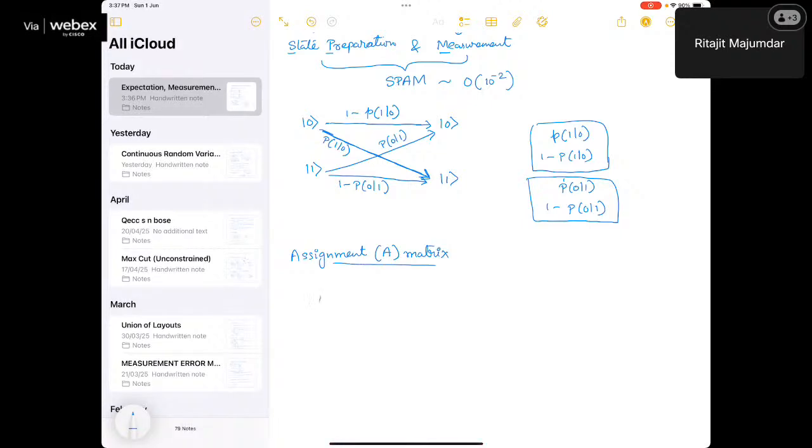So what is an assignment matrix? It is just a stochastic matrix. Here you can think 0, 1 and 0, 1. Just follow the convention here. The columns mean the state that it is prepared in. So when I write 0 in my first column, it means it is prepared in 0. The state was actually 0. And the rows are the state that was measured. So when I write this down, this is probability of 0 given 1, because the state was prepared in 1, but I measured it 0. So what will be the 0, 0 entry? This is 1 minus probability of 1 given 0.